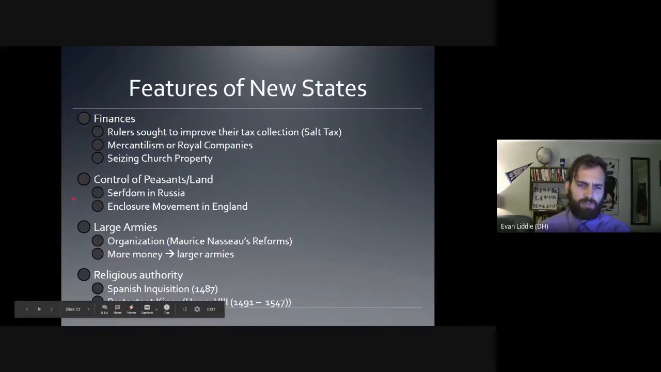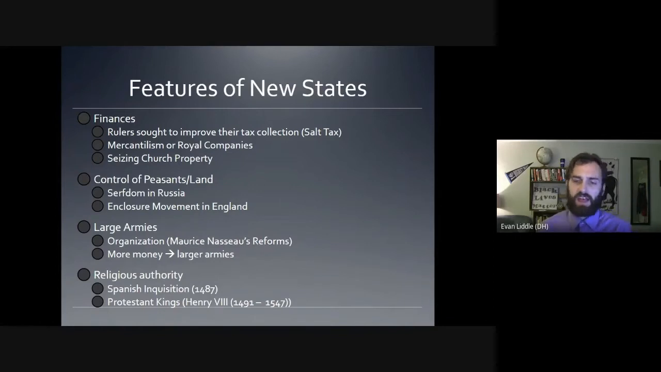So as a result, we have a series of new states that start to pop up. Now, we talked a little bit in Chapter 19 about the regional states, and this is sort of a continuation of the growth of the regional states. So some of those tendencies that we saw in those regional states to collect finances continued to evolve during this time. Monarchs began to impose direct taxes upon their people.